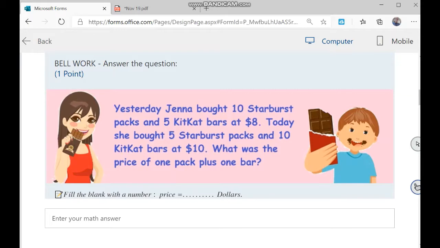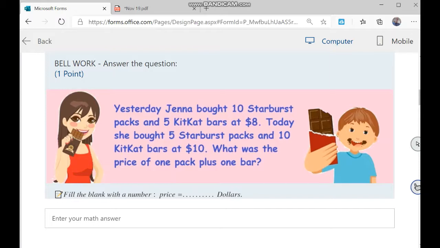And it's about chocolate, it's about candy, everything that I like here. Starburst and Kit Kat bars, lots of chocolates. That's what I like. Yesterday, Jenna bought 10 Starbursts and 5 Kit Kats and paid $8. Today, she bought 5 Starbursts and 10 Kit Kats and she paid $10. What was the price of 1 Kit Kat plus 1 Starburst? And the price didn't change from yesterday to today. The price is the same.